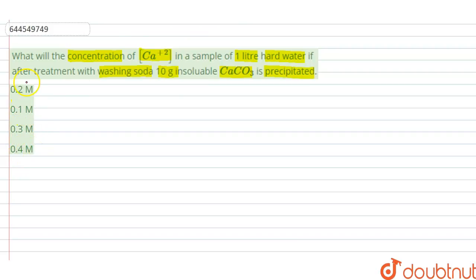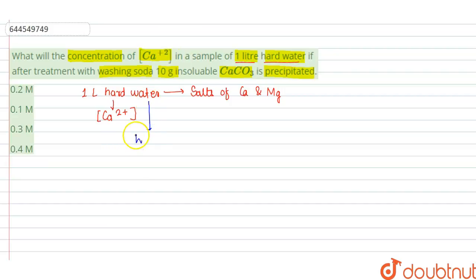So in the question we are given that we have a hard water sample of 1 liter. Hard water contains salts of calcium and magnesium. Now in this 1 liter hard water we have to find out the concentration of Ca2+ ion. Now what is done? This hard water sample is treated with washing soda.